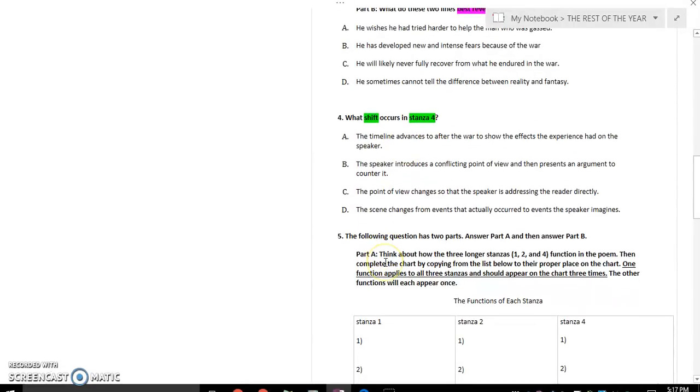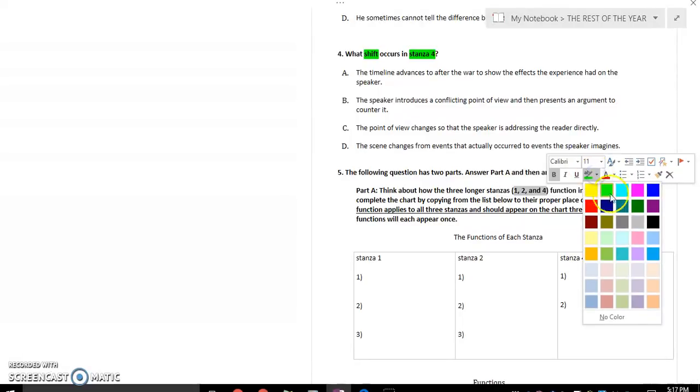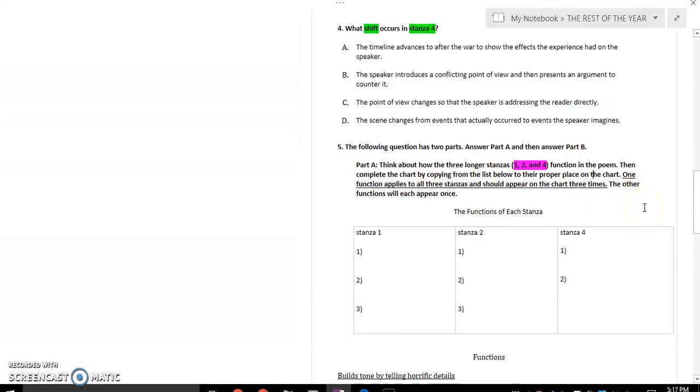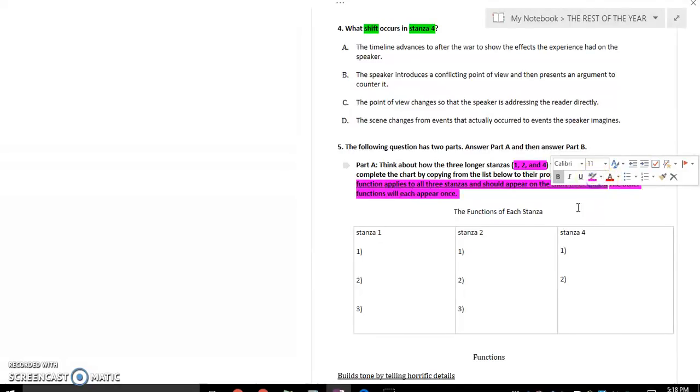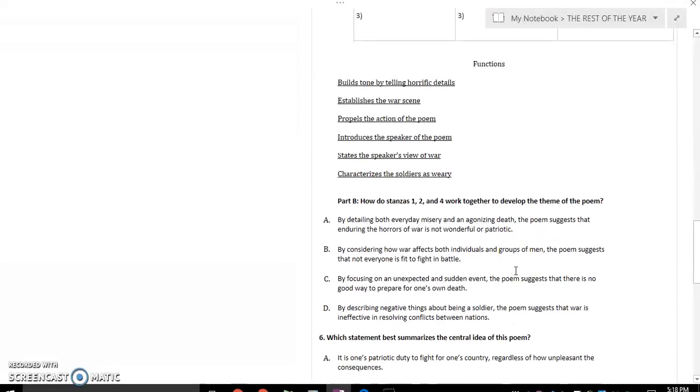Alright, and then the following question has 2 parts, another 2-part answer. Think about how the 3 longer stanzas, 1, 2, and 4, function in the poem. Then complete the chart by copying from the list below to their proper place in the chart. One function applies to all 3 stanzas and should appear on the chart 3 times. The other functions will each appear once. I feel like that's probably important. So these are functions, and these are for each stanza. We'll see how we do that in a second.